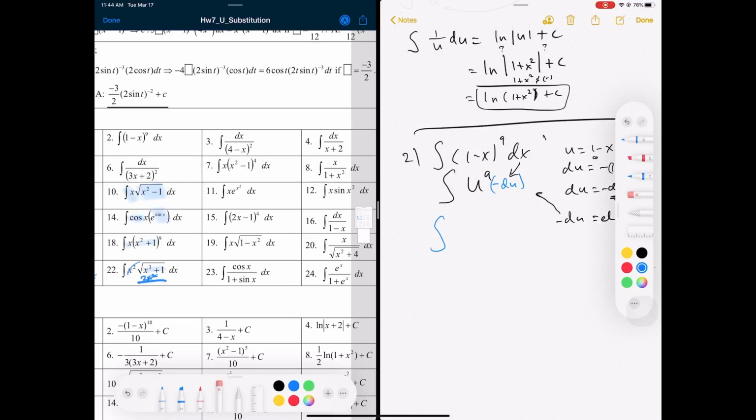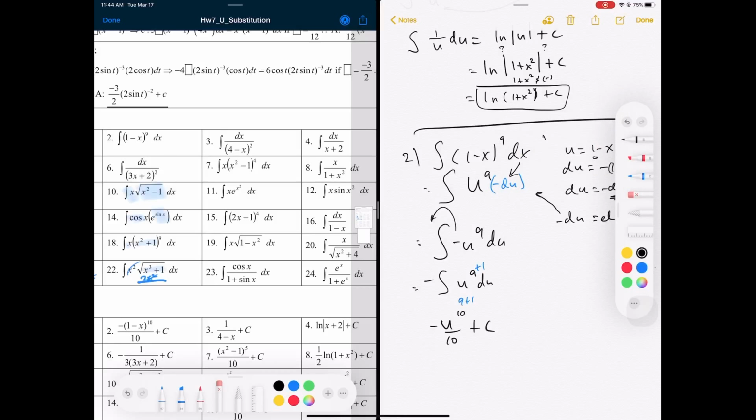This is the integral of negative u to the 9th power du. Since negative is a constant, we're going to move it to the front. Negative, u to the 9th du. And this is the power problem. Plus 1, 9 plus 1. Negative u to the 10 over 10 plus c.